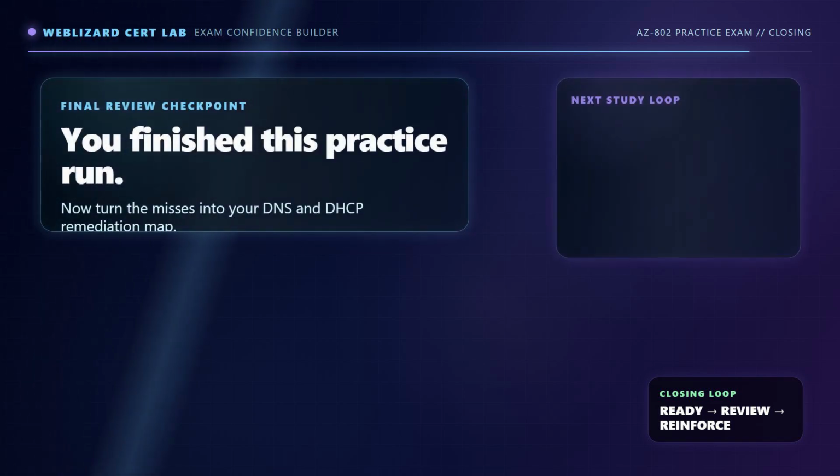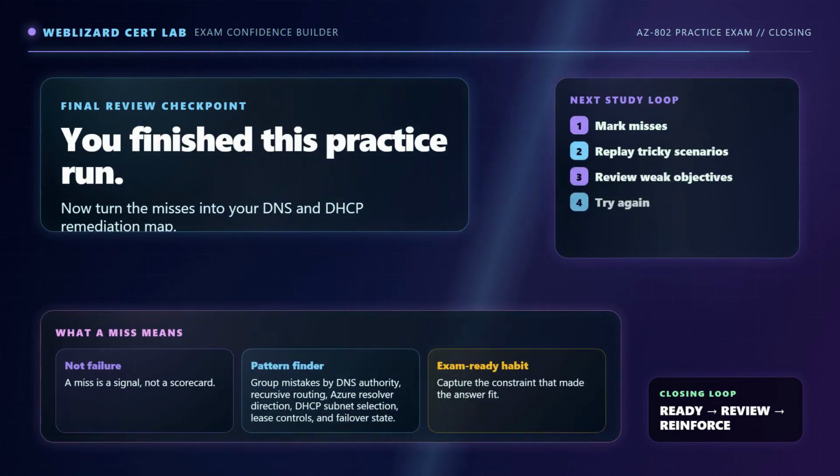You finished the hybrid networking deep dive. Sort any misses into five boundaries: authoritative DNS data, recursive query routing, Azure hybrid resolver direction, DHCP scope selection, or DHCP high availability state. Replay only the patterns you missed to build a precise remediation plan.